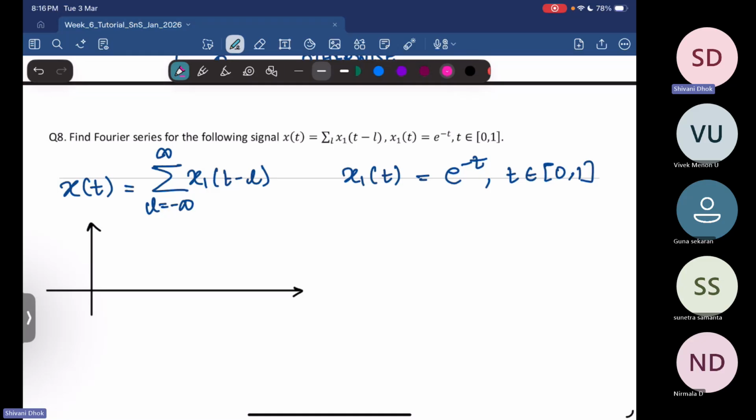At t equal to 0 it will be equal to 1, and then it will go down to e of minus 1. So this will be e of minus 1, and t equal to 1 is included. It is 0 for every other value. So this is the signal given to us, and this is basically your x1 of t.